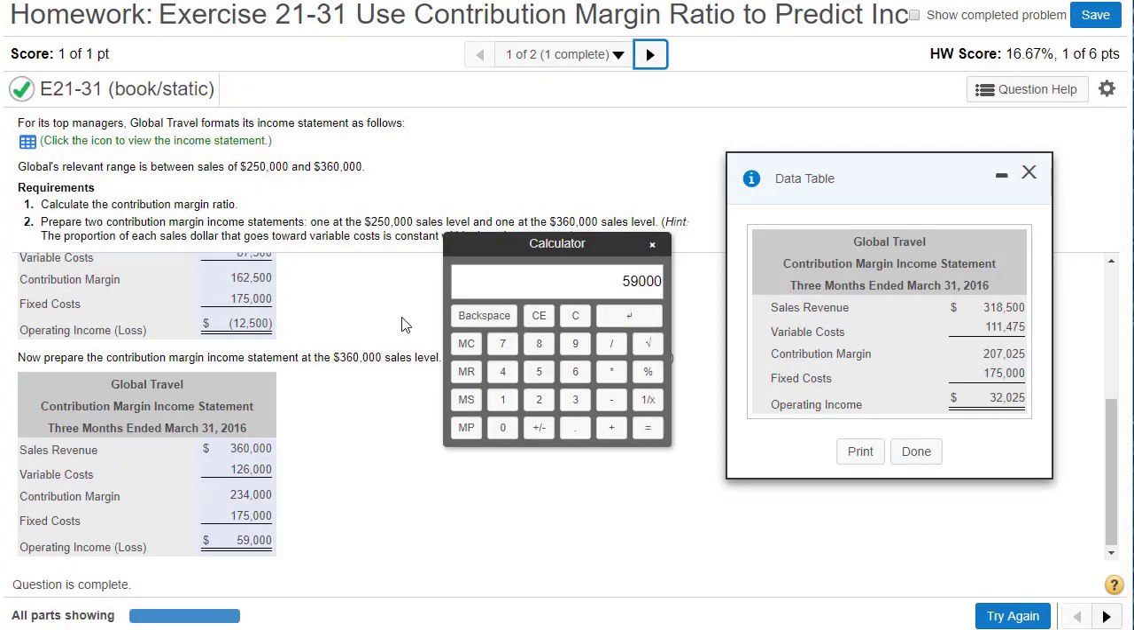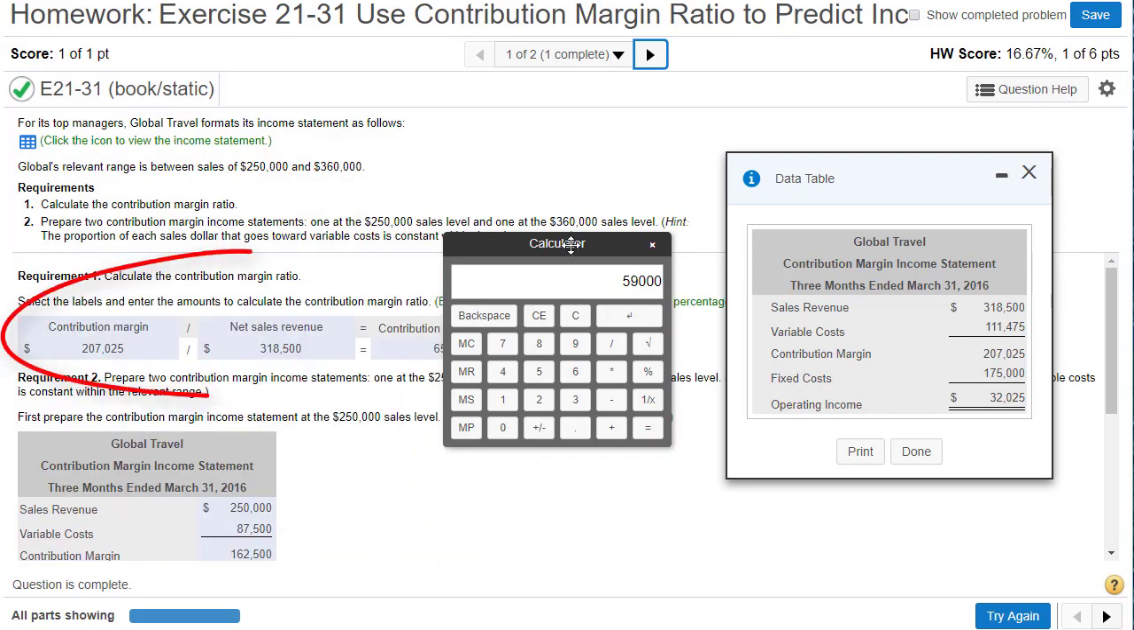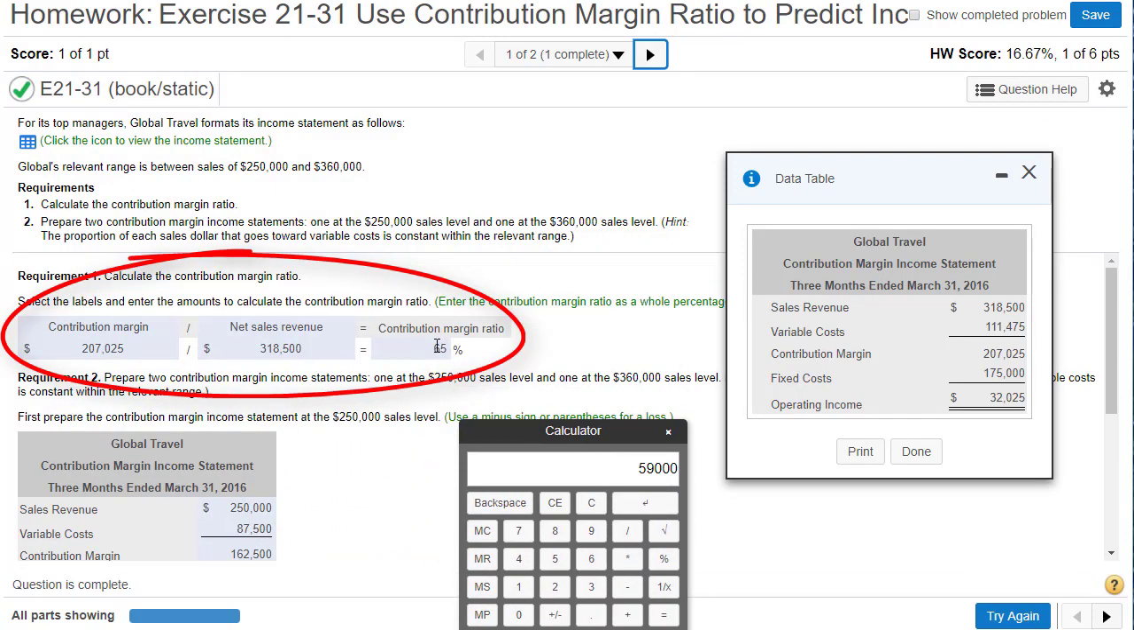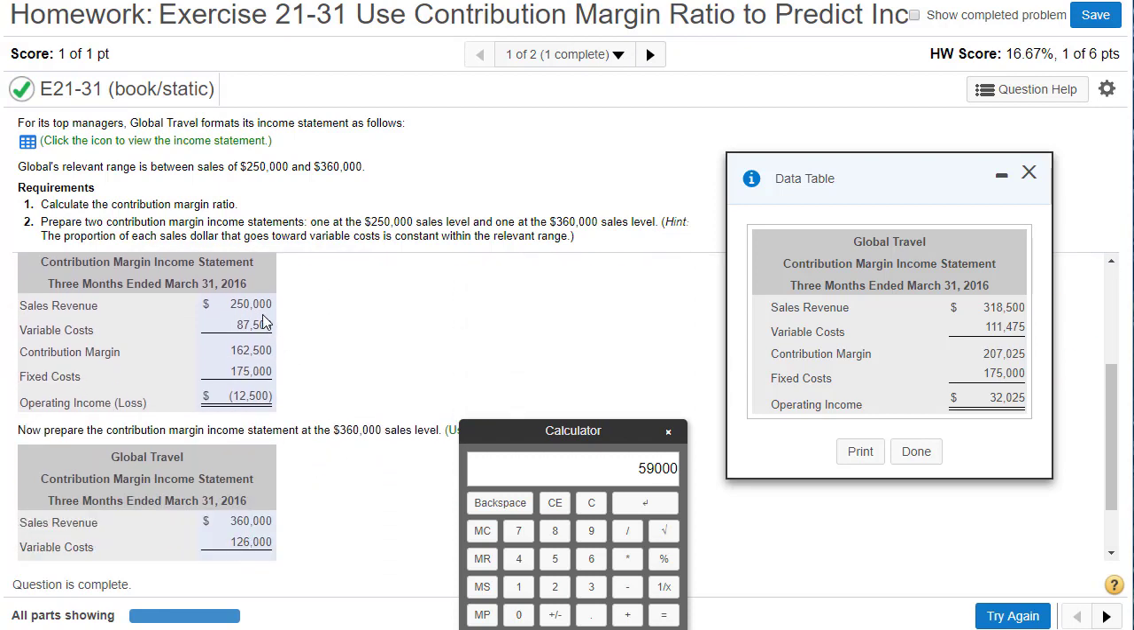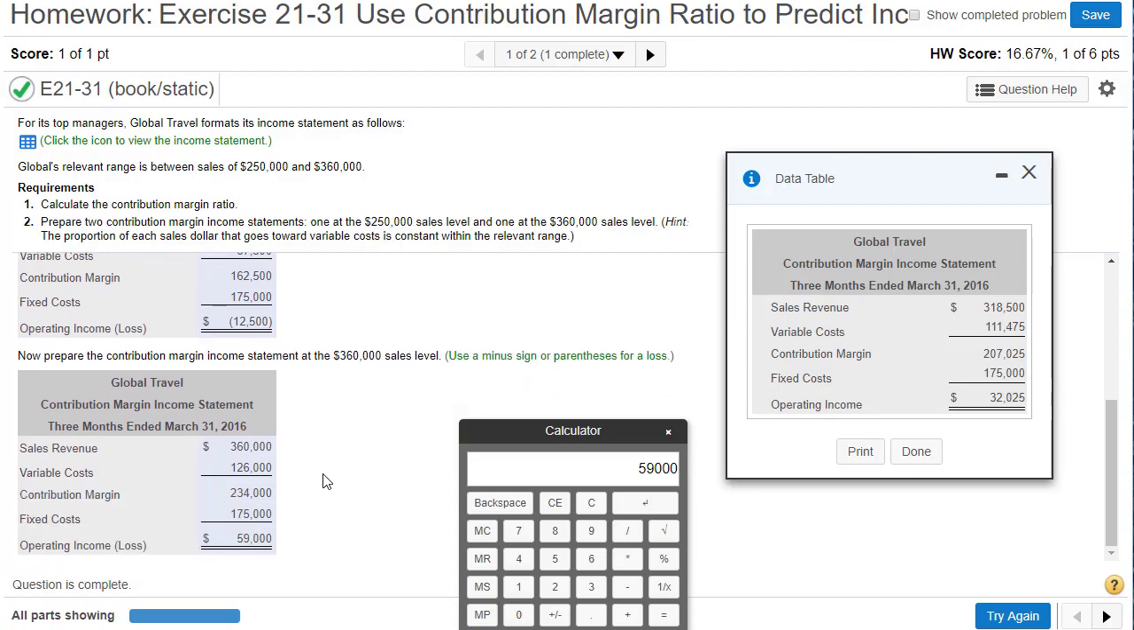So this contribution margin ratio, which is pretty easy to calculate, comes in very handy in trying to predict future income depending on our various levels of sales. In this case, $250,000 and then 360,000. Trust me, when you can do this for a manager, they'll think you're a math whiz.